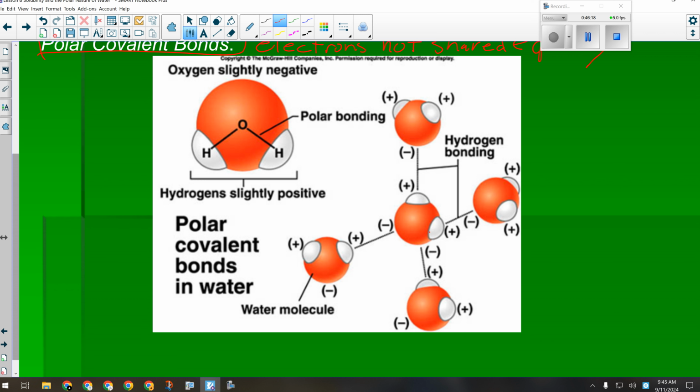Are there any other polar covalent bonds? Yeah, ammonia, NH3, is a polar molecule. The only one I'm thinking of off the top of my head, but there are others. They're not as common as regular covalent bonds.